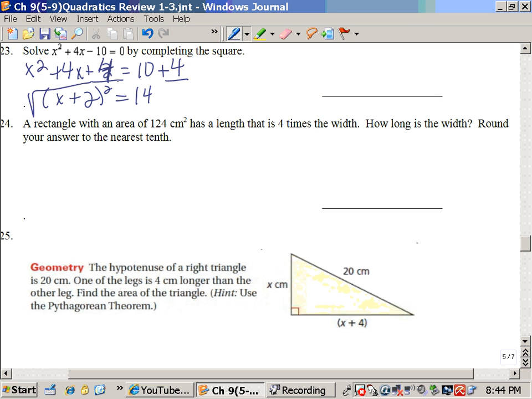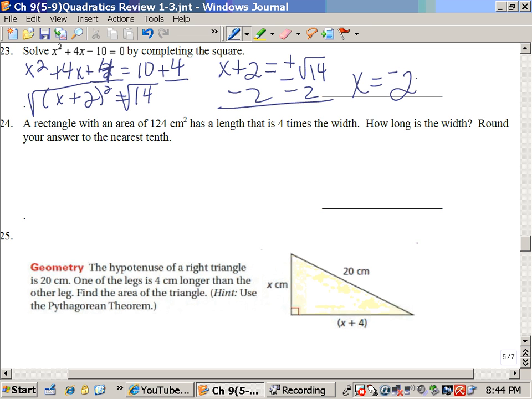Okay, then I have to take the square root of each side, and x plus 2 is equal to plus or minus the square root of 14. Subtract 2 from each side, and x equals, remember the 2 likes to go in front, plus or minus the square root of 14. Again, if I had my Inspire calculator, I would type that in. Half of your test is going to tell you to leave it in radical or square root form. The other half of your test is going to have you leave it in decimal form.